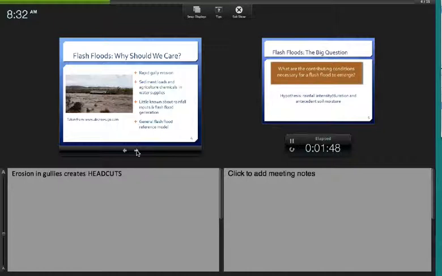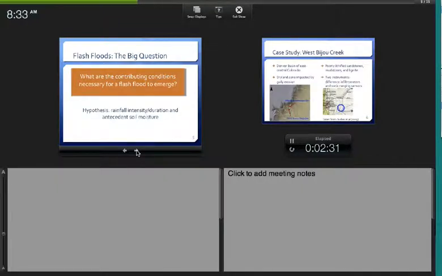So why should we care about rapid gully erosion from flash flooding? Well, for one, sediment loads are eroded from previously stable surfaces, so head cuts form from these flash floods eroding into these surfaces, and sediment is released, and this can contaminate water supplies. Also, agricultural lands are extremely dangerous because when they are eroded, the chemicals can be released into water supplies, which makes it dangerous and not good to drink. So we need a general flash flood reference model to figure out why flash floods happen.